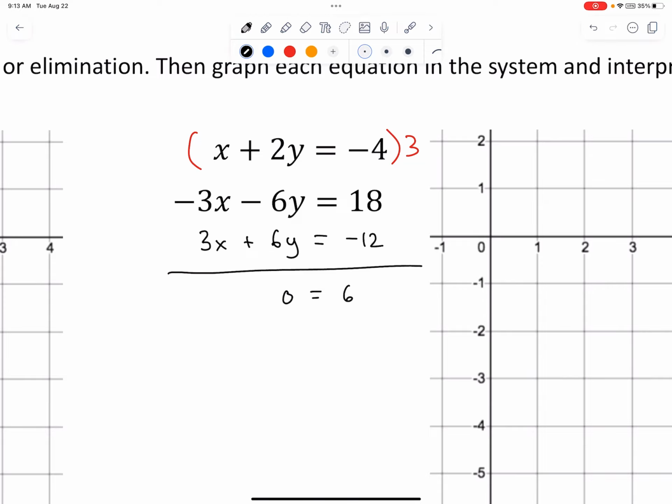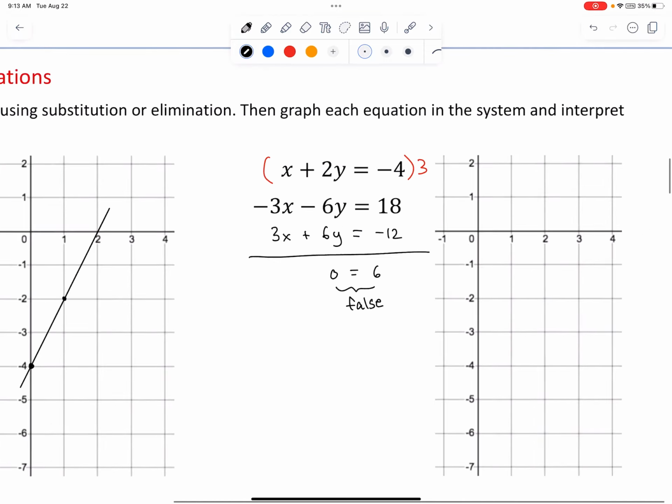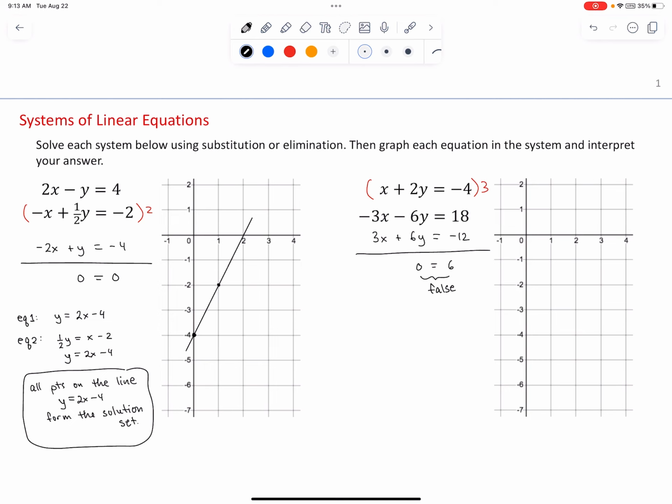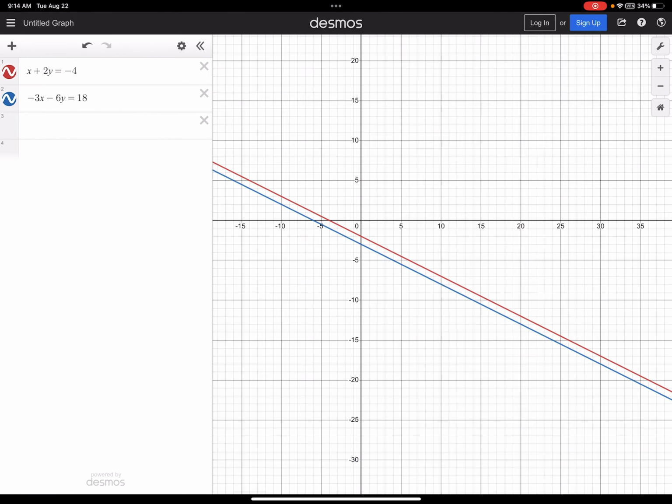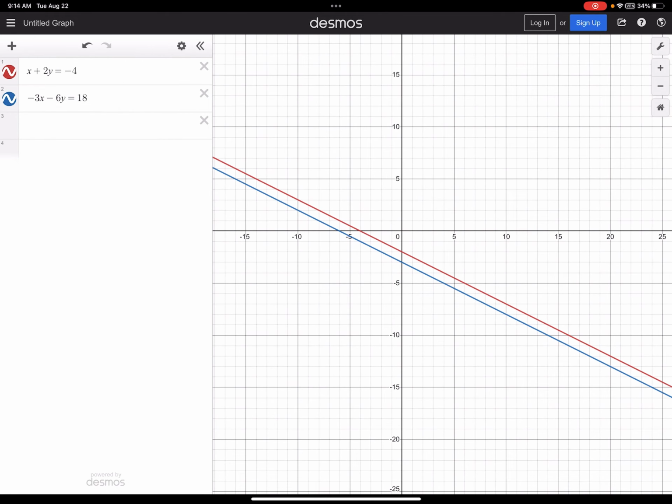This produces a statement that's just false, which suggests that there's something funny going on with this particular collection of lines. Let's go to Desmos and graph them. Okay, here are the two graphs in Desmos. You can see that they appear to be parallel lines, but let's confirm by hand that these are in fact parallel lines without any points of intersection.